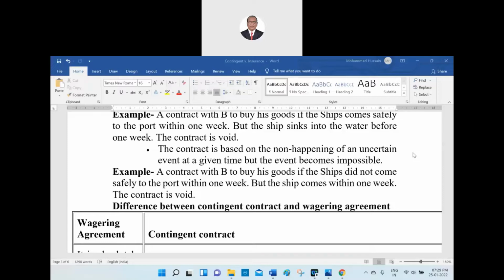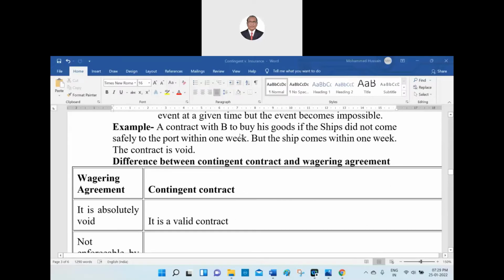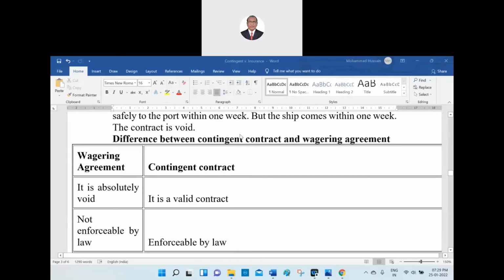So that is a very important factor. Now, the difference between the contingent contract and the wagering agreements. How is that? See, wagering agreements are like gambling. There is no interest in the event itself. The interest is only in the money. Are you following me? Yes, sir.